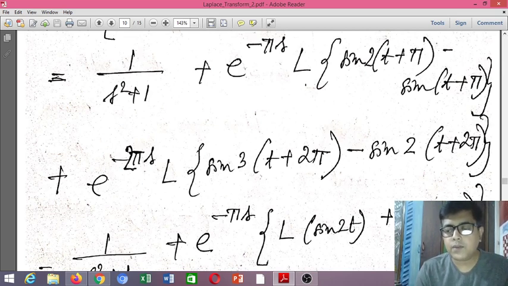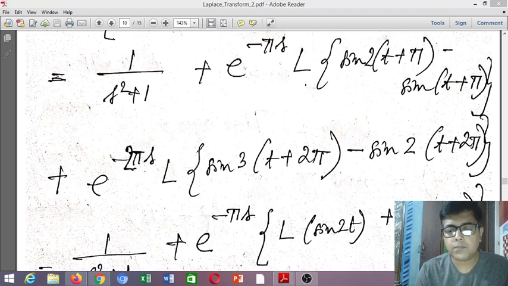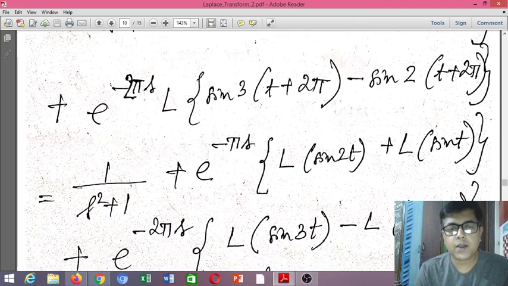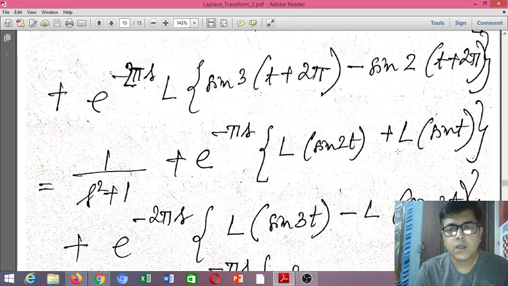And then we go to the third term. So in the third term, what we get? In the third term, we get e to the power minus twice pi s. Earlier we got L of sine of 3t plus 6 pi. So sine of 6 pi plus 3t is sine of 3t. So it is L of sine 3t. And here you get sine of 4 pi plus 2t, which is sine of 2t. So the minus sign remains as it is, so it is minus of L of sine 2t using the linearity property.